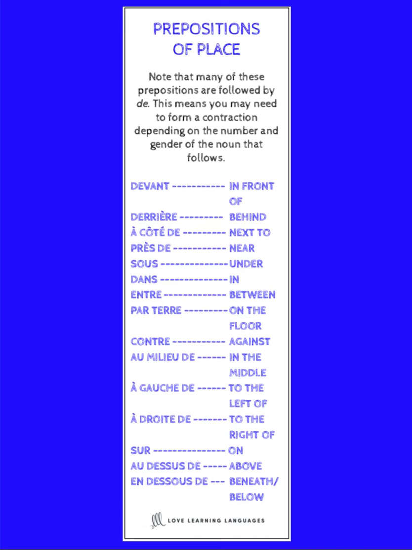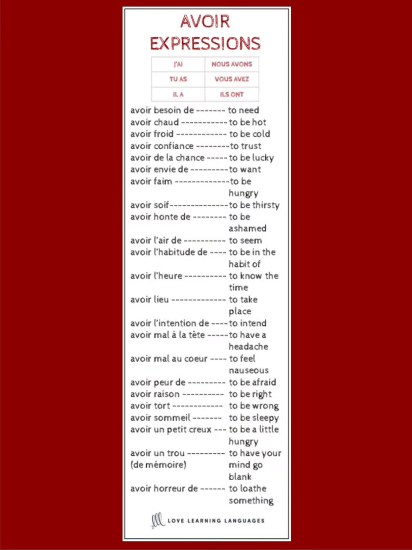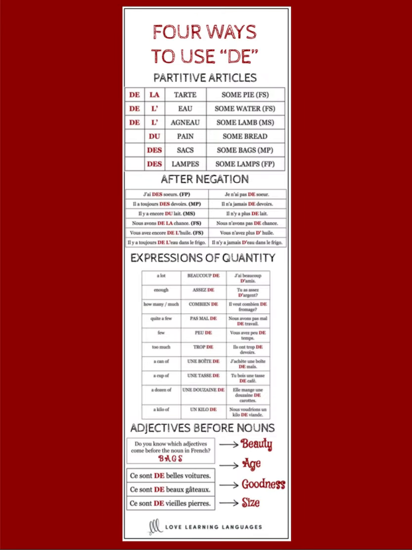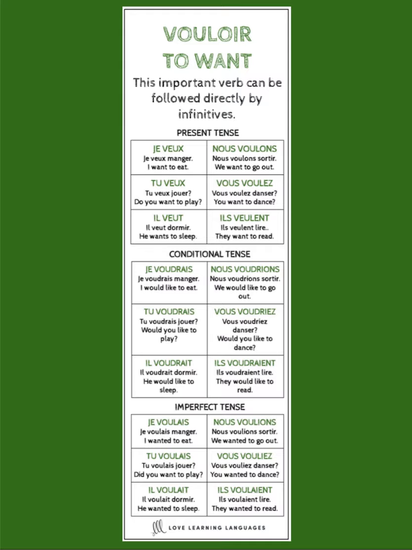Just some more lists here. Prepositions of place, expressions of quantity. There are your avoir expressions, different ways to use de, and this is a really good one. You'll probably just want to keep it on your desk all the time. Different ways to use vouloir in 3 different tenses. And the list really goes on and on and on because, as I said, I continue to add to these all the time.